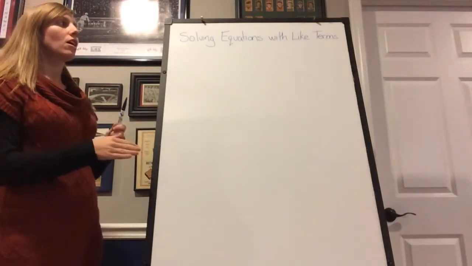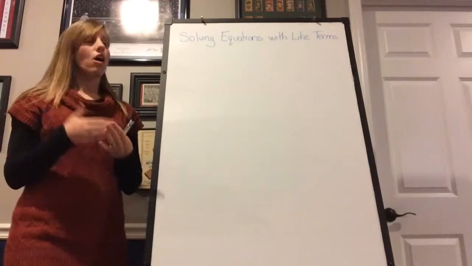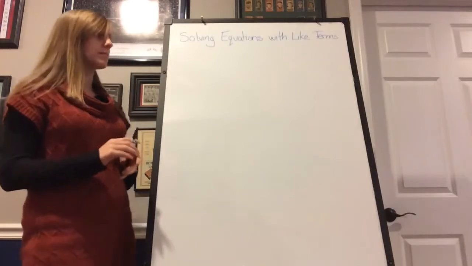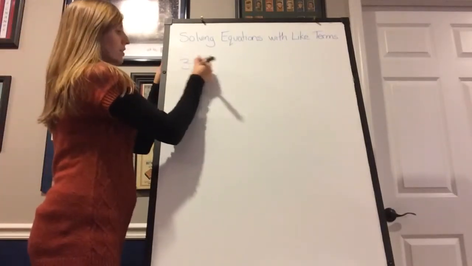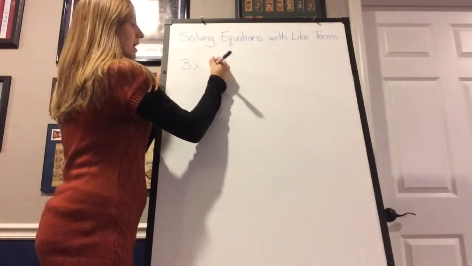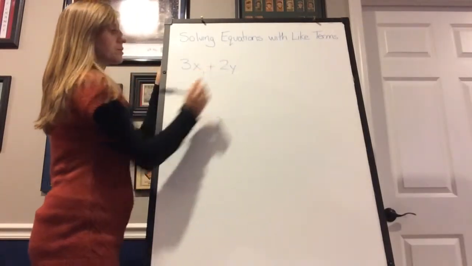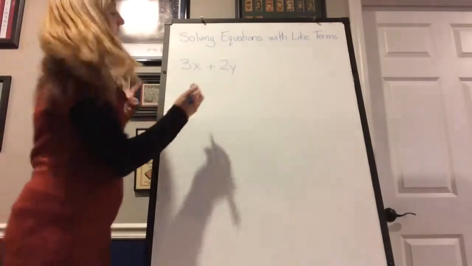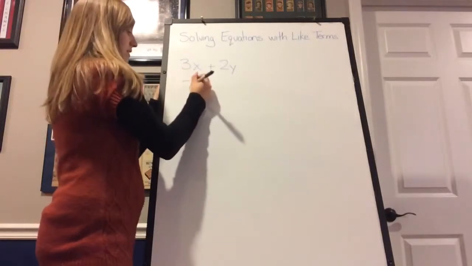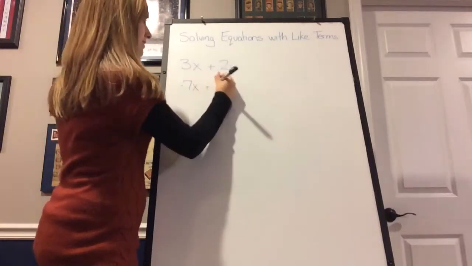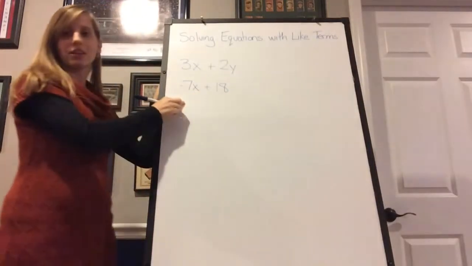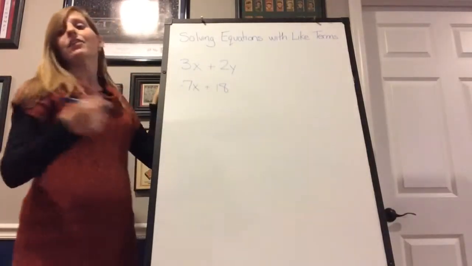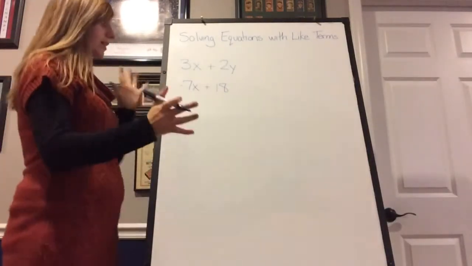Our last lesson was on what like terms are. Now remember, all like terms have to have the exact same variable. That means the letter has to be the same. So if we have two terms like 3x plus 2y, we cannot combine those because the letters are not the same. Also, if you have something like negative 7x plus 18, you cannot combine those and get 11x, because the 7x has the x, the 18 does not. They are not like terms, you cannot add them or subtract them.